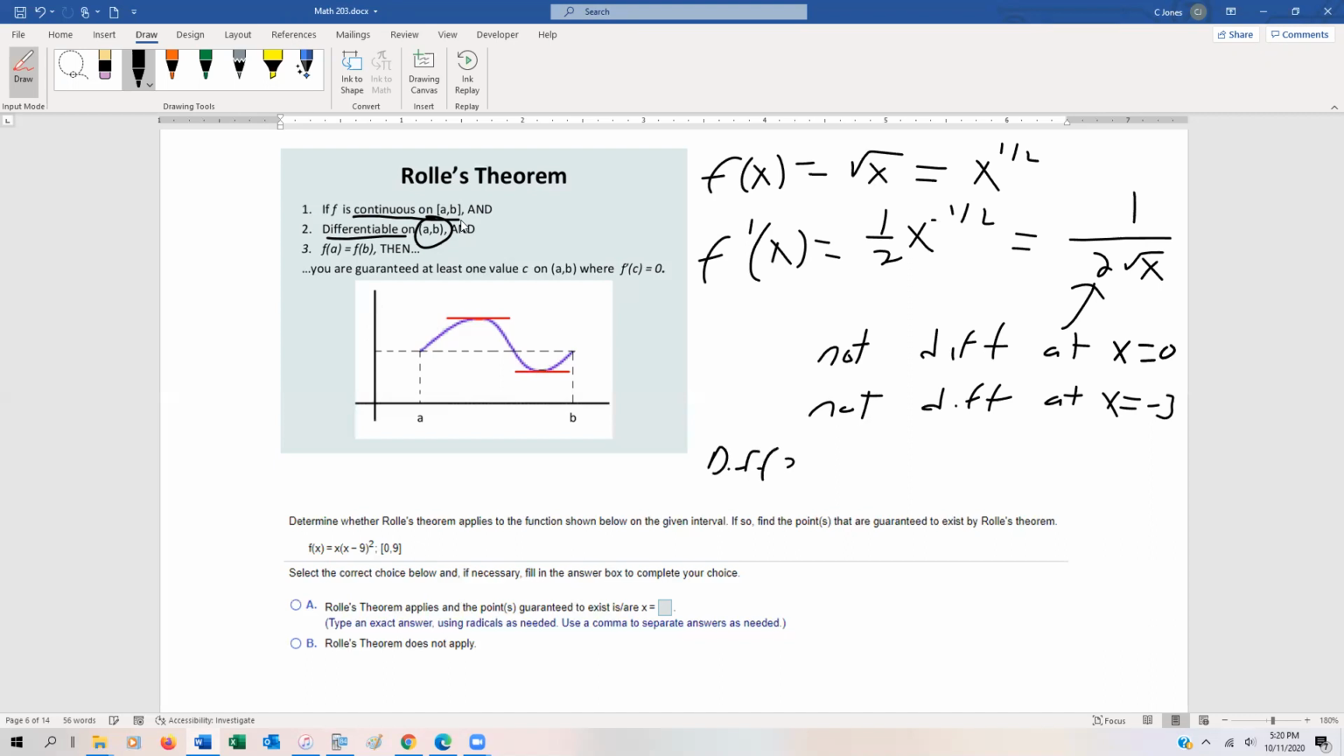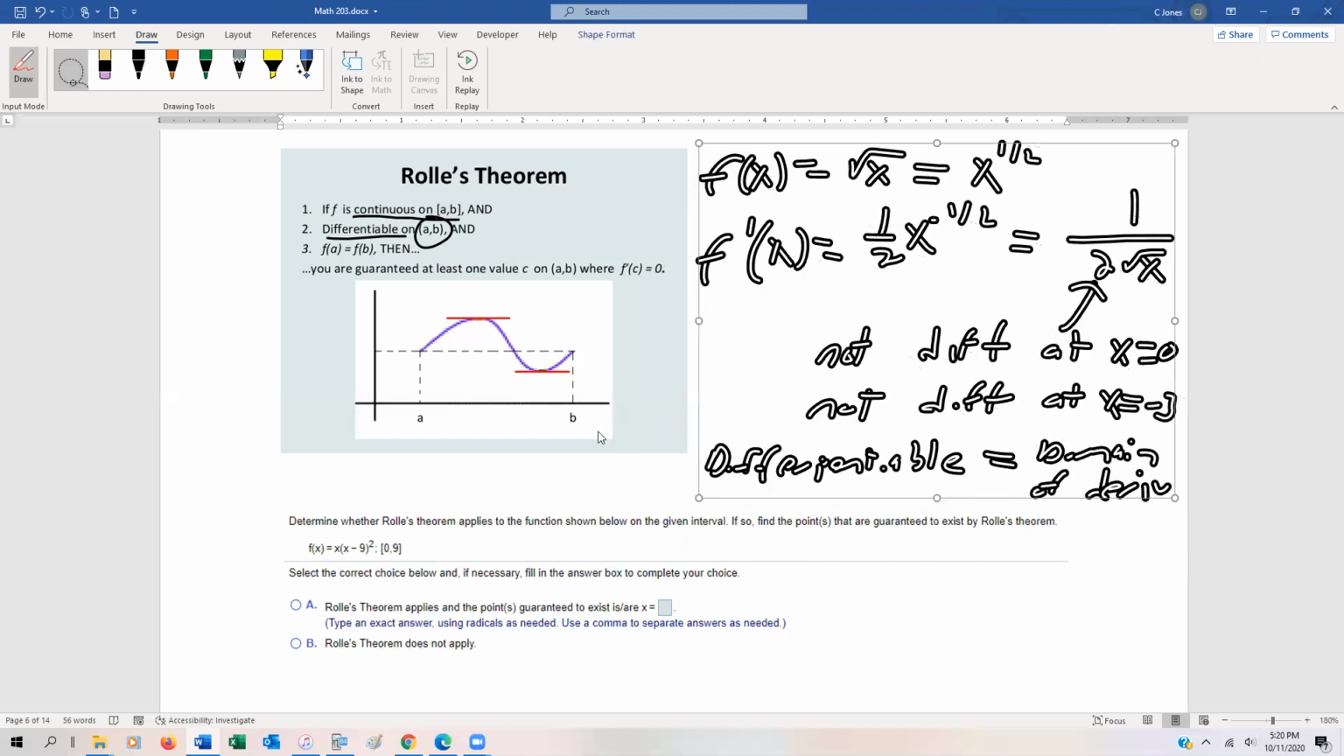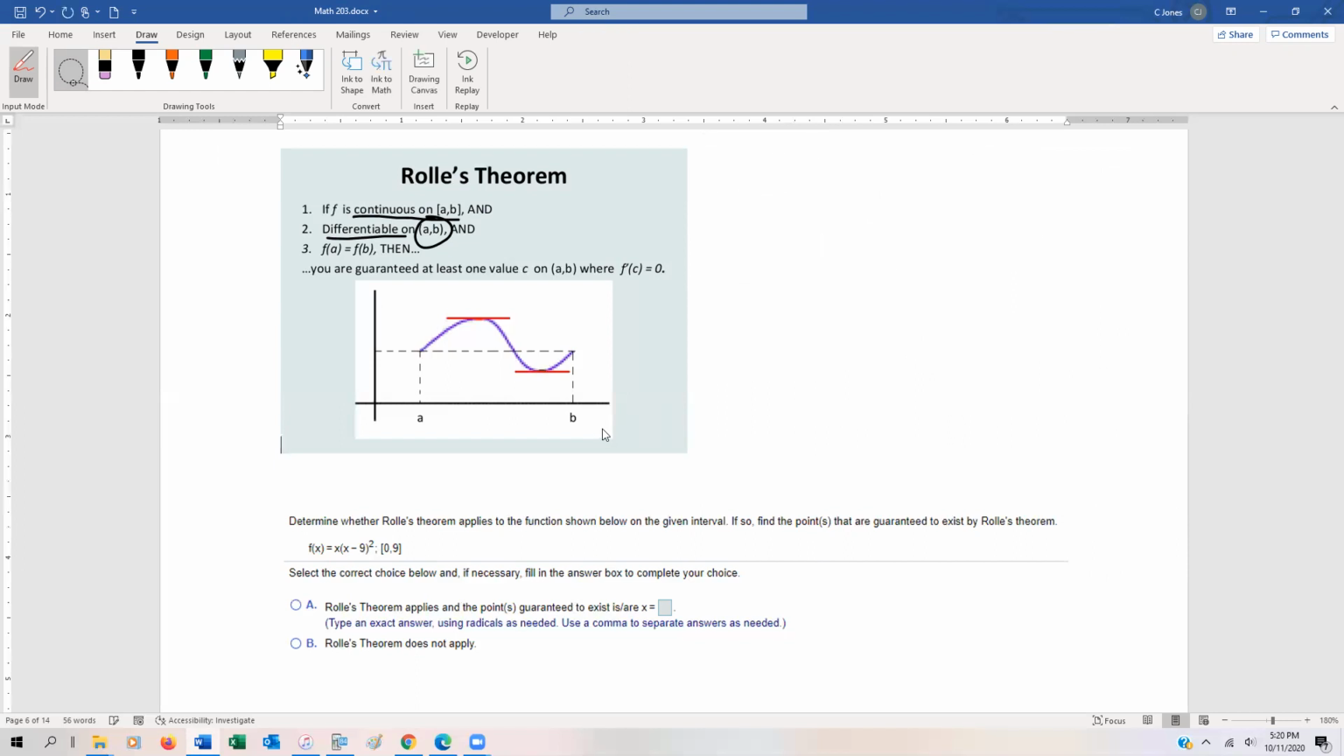So differentiable is really the domain of the derivative, right? Now there is some good news, okay? If the function that we're dealing with is a polynomial, then we don't even have to worry about that, right? And remember, a polynomial doesn't have any restrictions on the domain, and neither does its derivative, okay?